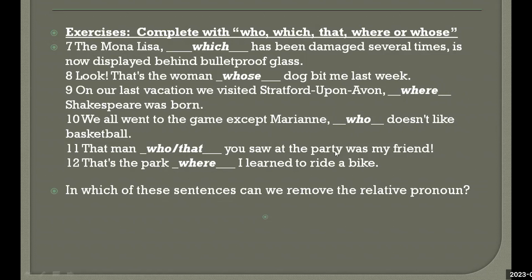That man who you saw at the party was my friend, or that you saw at the party was my friend. We can use that here because this is a defining relative clause. That's the park where I learned to ride the bike. Place here. Okay.